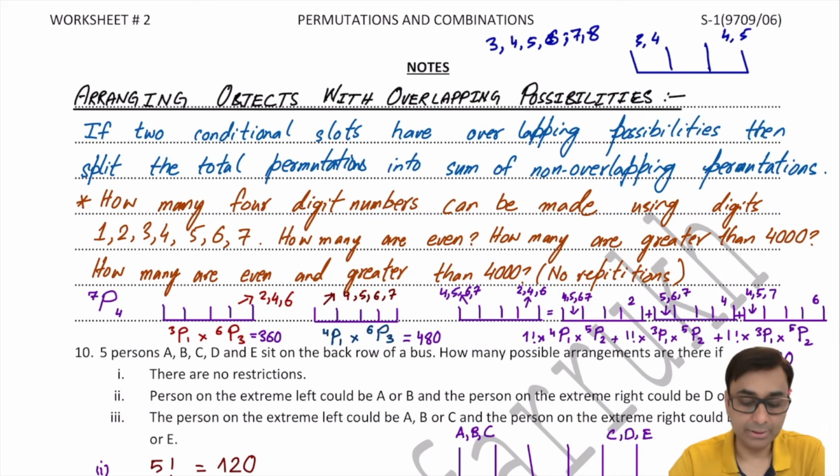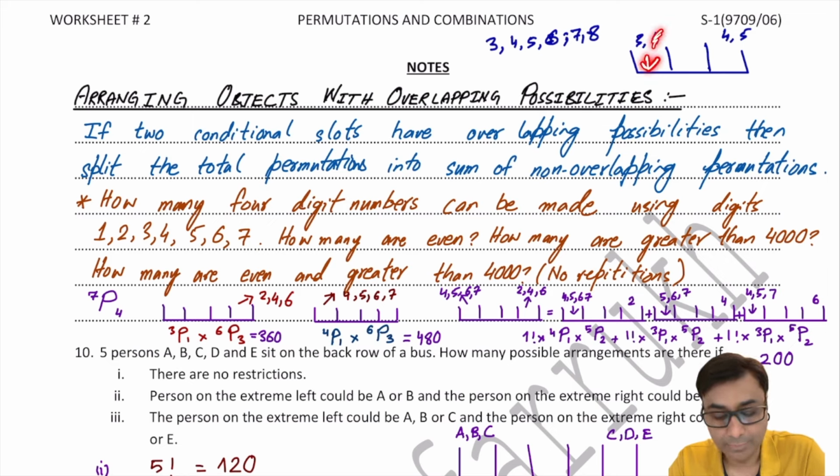So I would say that this is basically a situation where I have overlapping possibilities, because the 4 is available for this one as well, and the 4 could be here as well. And the confusion arises because if I would put 3 here, then my options for the last slot would stay 2. But if I put 4 over here, then my options for the last slot would reduce by 1.